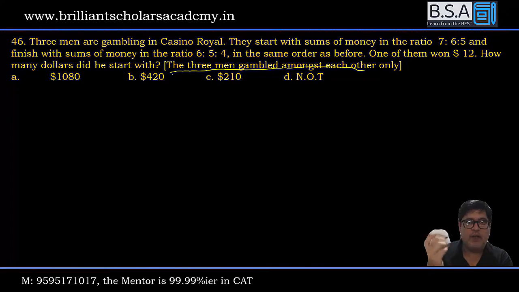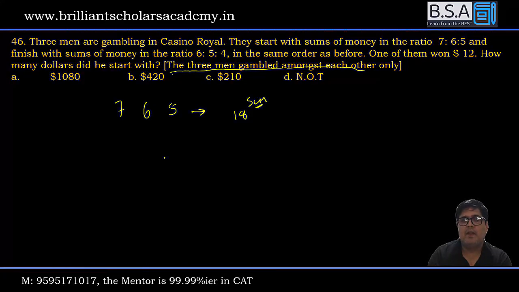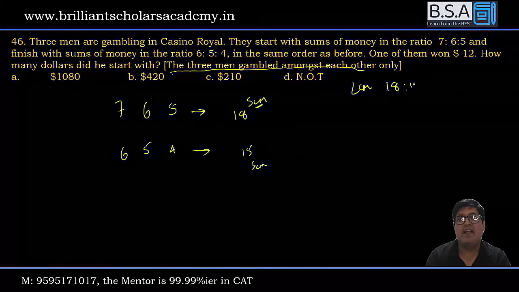So if you focus on that piece of information, it looks like 7, 6 and 5 was the amount. It looks like 18 is the sum. Here 6, 5 and 4. That looks like 15 is the sum. So because it is the same money, the total amount should be same. How do we make numbers same? We take LCMs. What is LCM of 15 and 18?